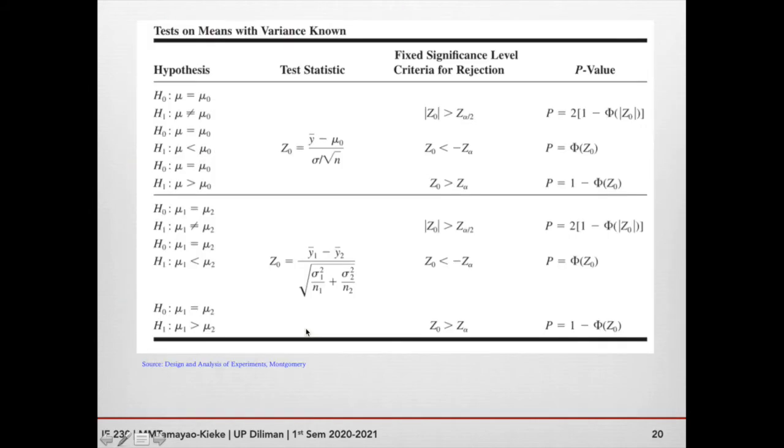The different things that you have to know for the different cases are actually summarized here in this table, which is also provided in Design and Analysis of Experiments by Montgomery. You have here the different hypotheses. You have the test statistic. You have the critical regions for fixed significance level. And of course, you have the formula for determining your p-value.